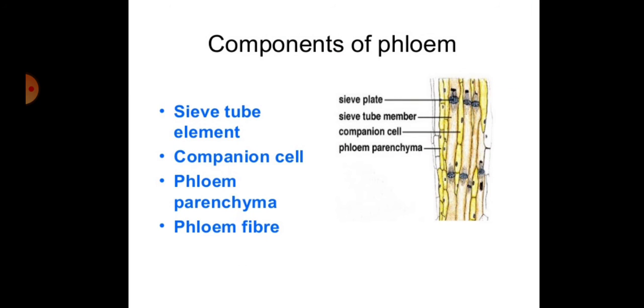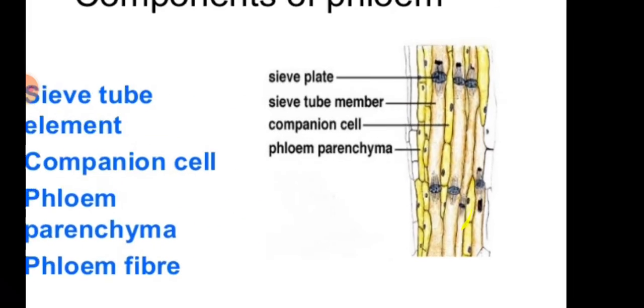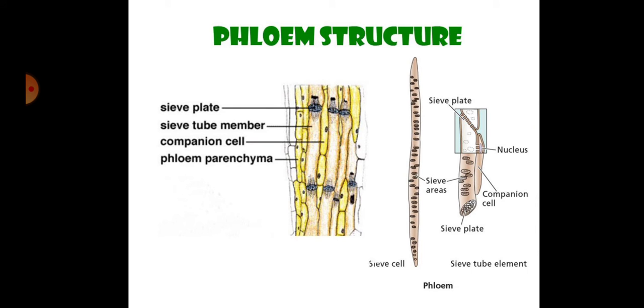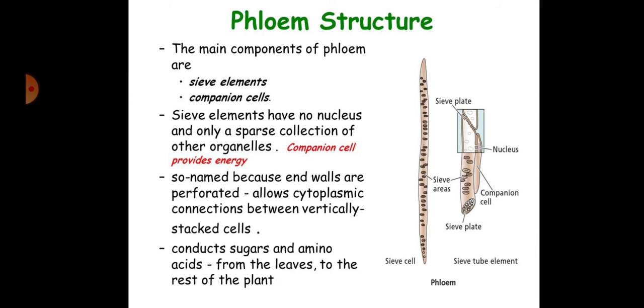The components of phloem are sieve tube elements, companion cells, phloem parenchyma and phloem fibers. These are the components of phloem. Now, if you study the structure of phloem, sieve plates are there, the sieve tube member is there, and companion cells and phloem parenchyma. So this is the structure of phloem. The main components of phloem are sieve elements and companion cells.